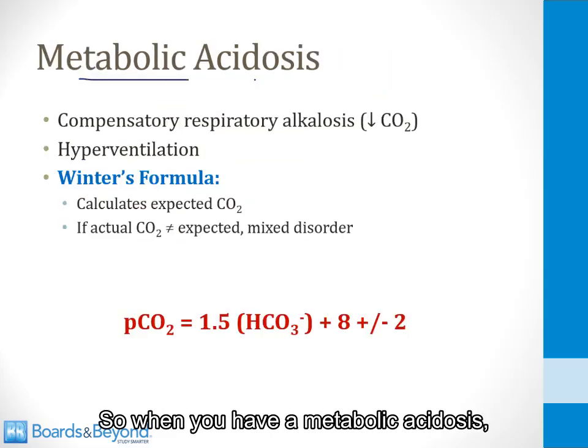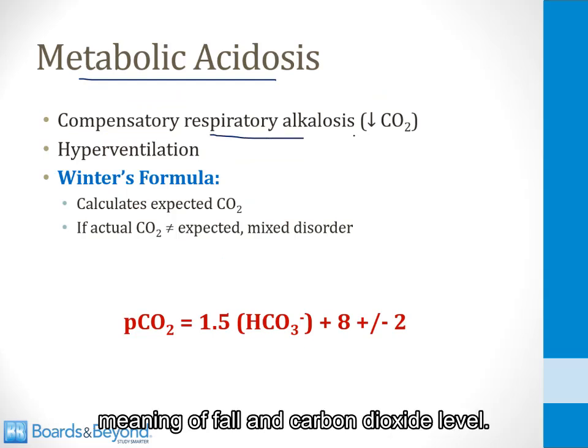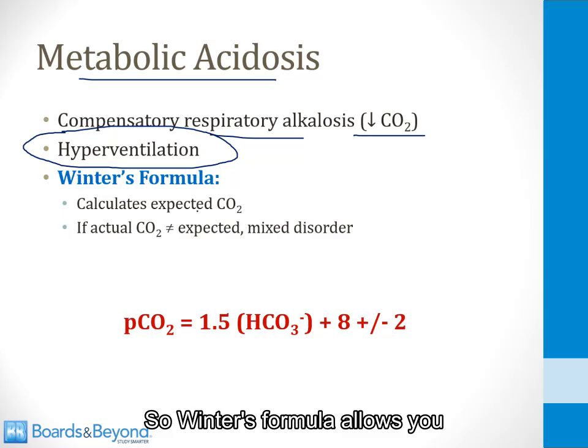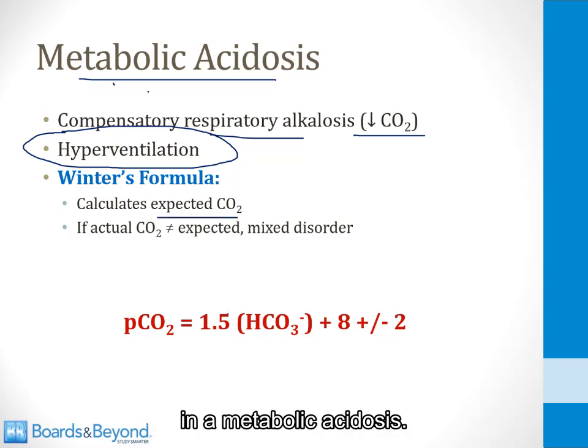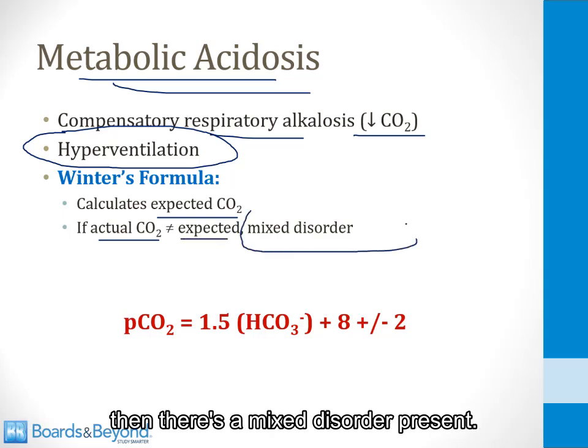So when you have a metabolic acidosis, the compensatory response is a respiratory alkalosis, meaning a fall in carbon dioxide level, and this is achieved through hyperventilation. Winter's formula allows you to calculate the expected carbon dioxide level in a metabolic acidosis. And as I told you before, if the actual carbon dioxide does not equal the expected, then there's a mixed disorder present.